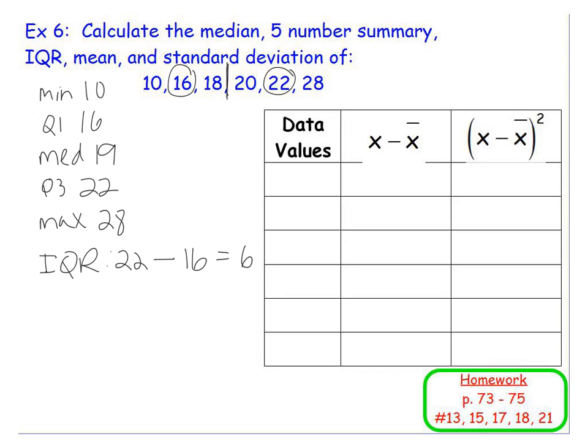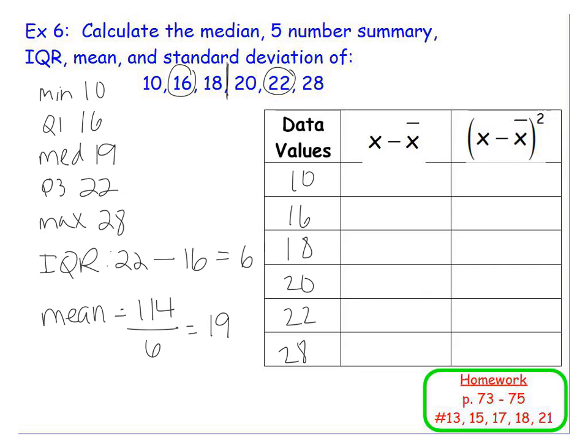So there's all of your median-related stuff. We have to find the mean. Add them all up. If you use a calculator, I ended up with 114. Divided by, there's a total of 6 values. And I end up with a total of 19 for my mean. So let's take a look. Data values, 10, 16, 18, 20, 22, and 28.